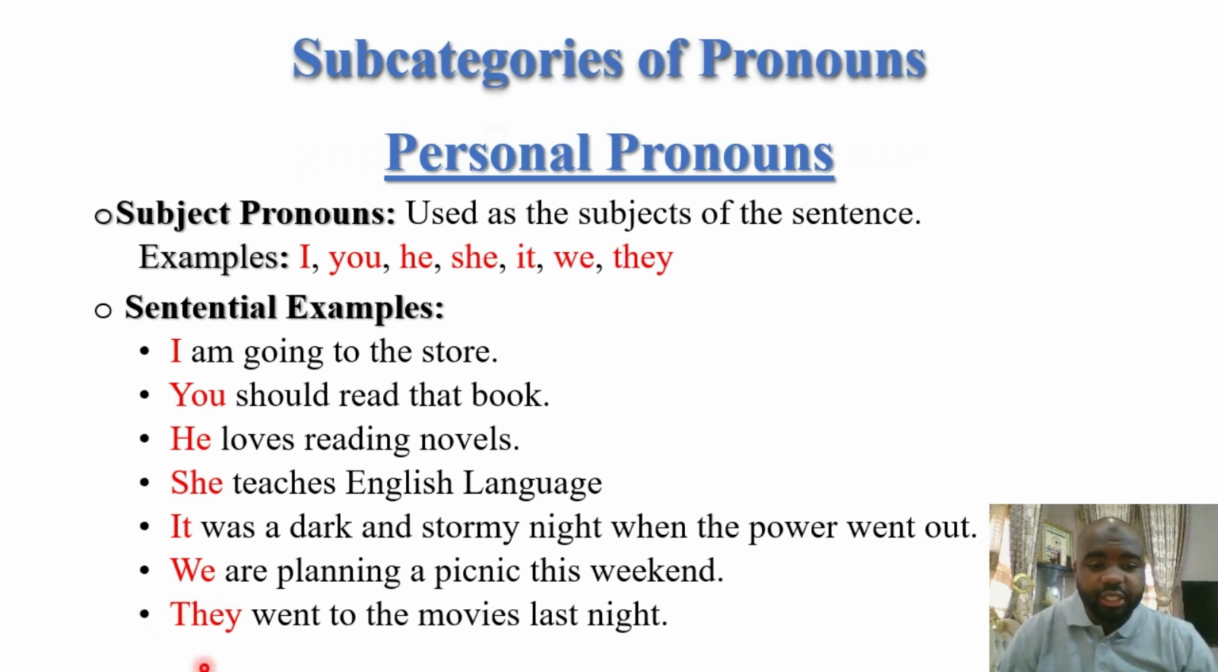Same thing applies here. They went to the movies last night. Who and who? So this is the meaning of personal pronouns. Pronouns are used to replace personal names, to take away the repetition of the names. Let's move on.